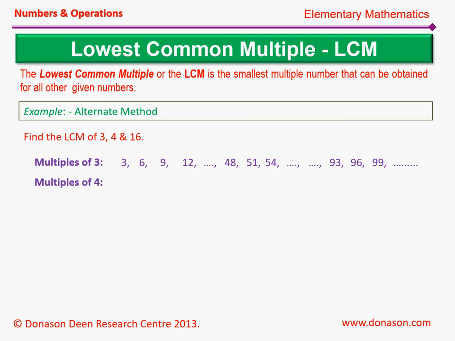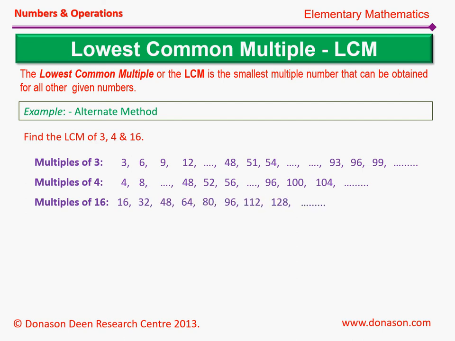And then we're going to write down all the multiples of 4, 8 and so on and so forth, and then we list out all the multiples of 16, and this is what we have. So all these are the multiples of 3, 4 and 16. But what we are looking for is the common multiples. So 48 seems to appear in all 3 lists of multiples, and the next number you can see is 96, which is also a common multiple.